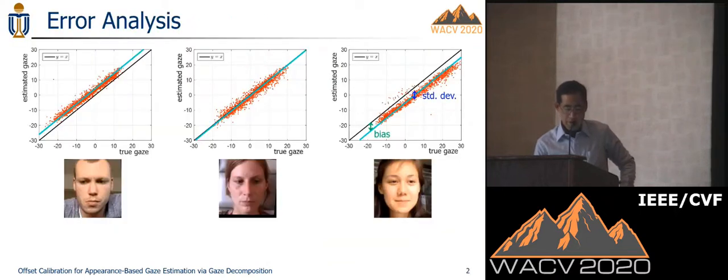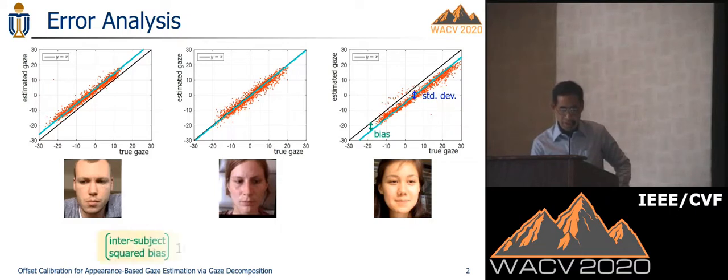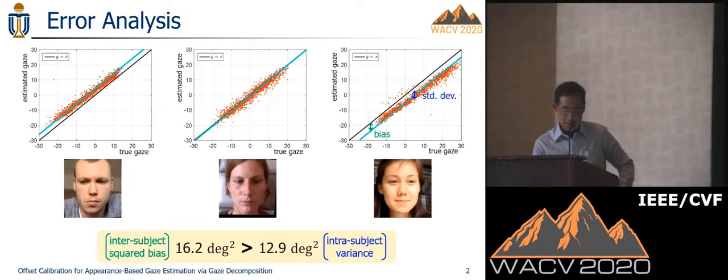We conducted an error analysis of a state-of-the-art gaze estimator. These figures plot estimated gaze versus the ground truth for different subjects. Perfect estimates follow along the black diagonal lines. We observe large subject-dependent biases. Over the entire training set, the mean between-subjects squared bias exceeds the mean within-subject variance. Thus, the primary source of error is the subject-dependent bias.